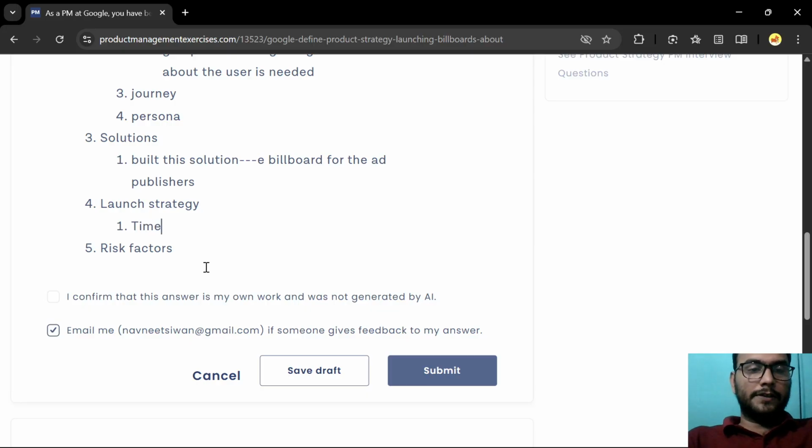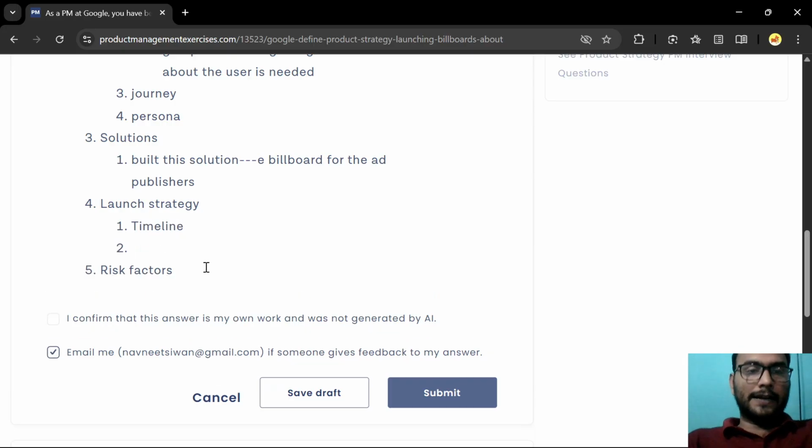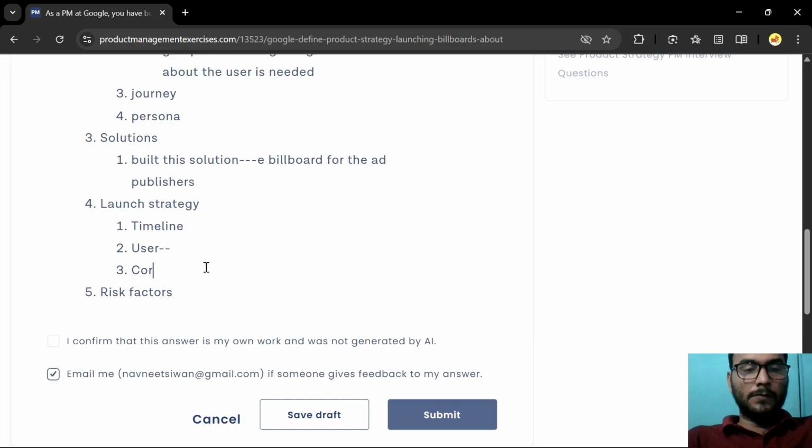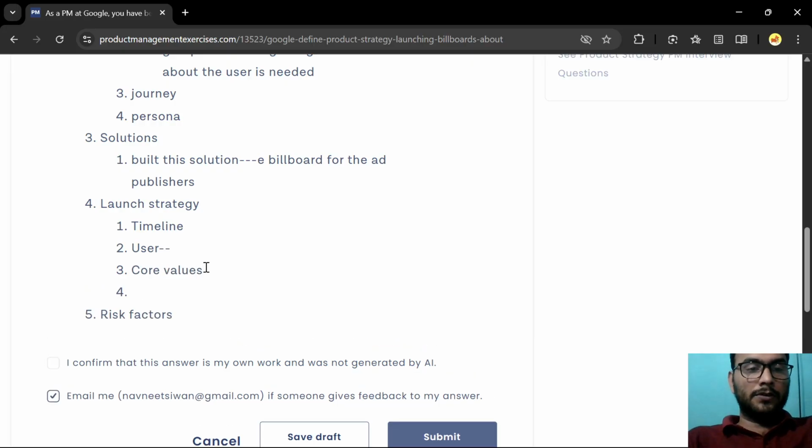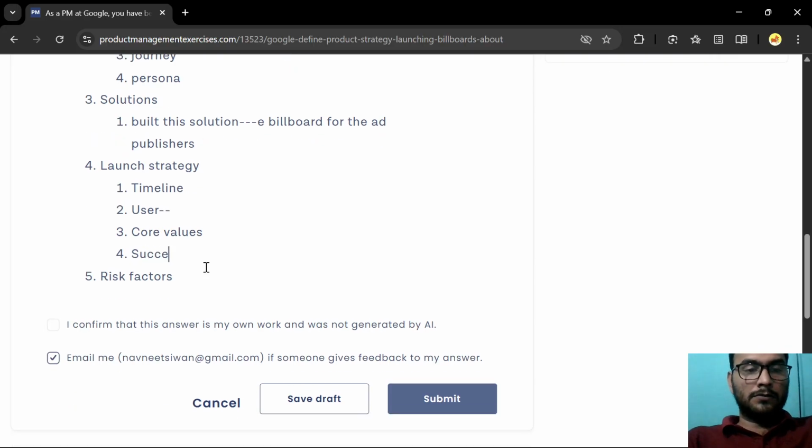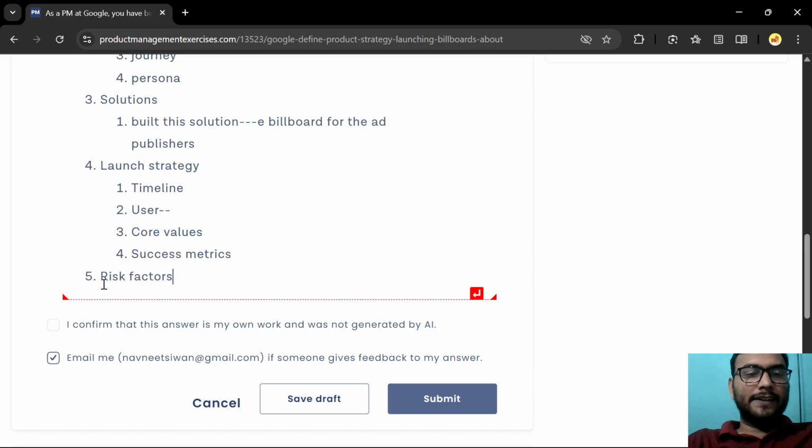First one is the timeline. The actors part, users part we have talked about. No more the users values. Again the success of our launch, or let's write it success matrix that we wrote previously. And we can include the risk factors into the launch strategy. But let's start with the timeline. I am assuming it is, let's say, a month to a year.